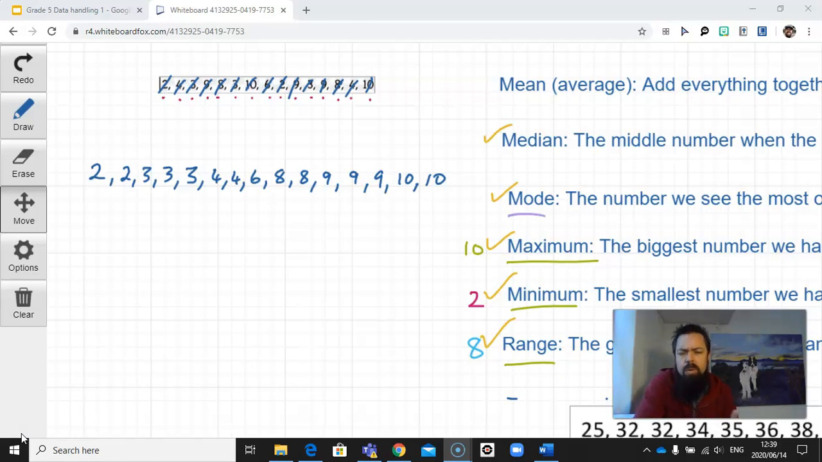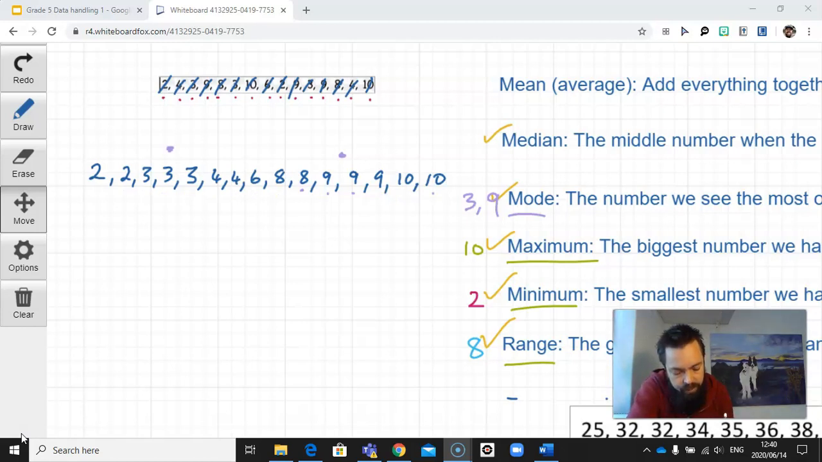So mode, what was the mode again? The mode is the one that we see the most. Okay, so which one of these numbers do we see the most? Well, we've got 2 twos, we've got 3 threes, we've got 2 4s, we've got a 6, we've got 2 8s, we've got 3 9s, and we have 2 10s. So this one has two modes because there are 3 3s and there are 3 9s. So our modes are 3 and 9. So this one is a bimodal problem, meaning it's got two modes.